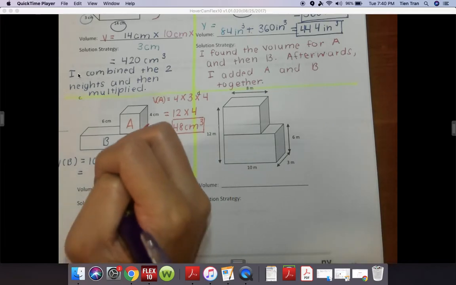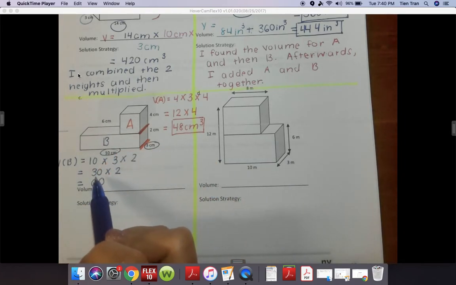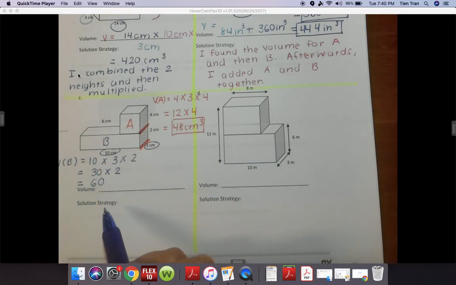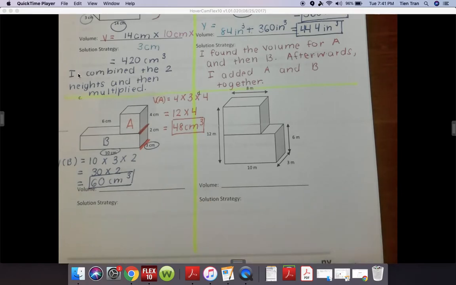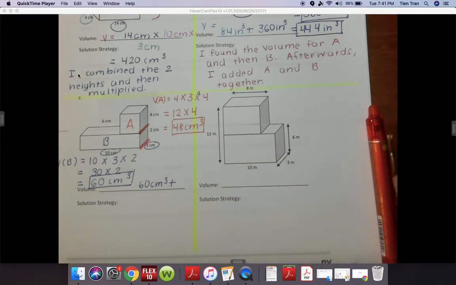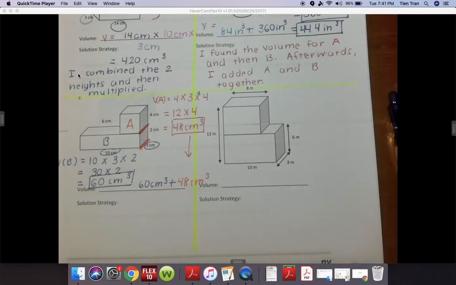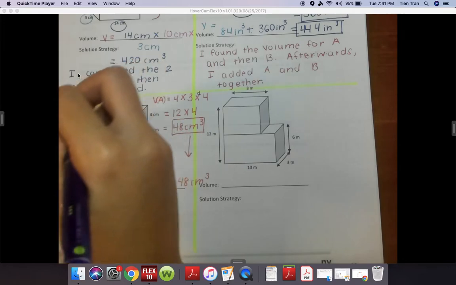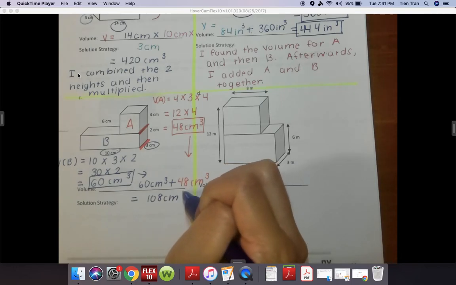I know that 10 times 3 is going to be 30, and 30 times 2 is going to give me 60, because when I multiply 3 times 2, I get 6, and then I add my 0. So I get 60 centimeters cubed as my final answer. Now it's asking me to combine these two together, so I'm going to add 60 centimeters cubed plus 48 centimeters cubed, in order to get my final answer for the entire rectangular prism, and that is going to be 108 centimeters cubed.